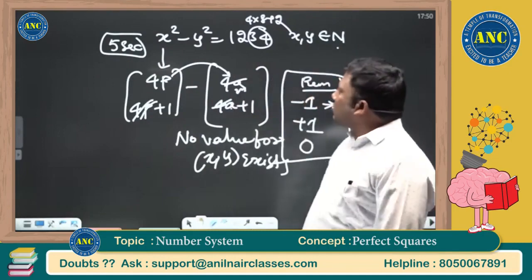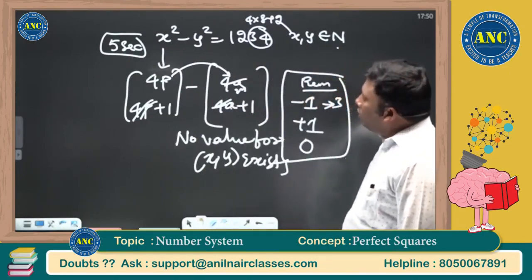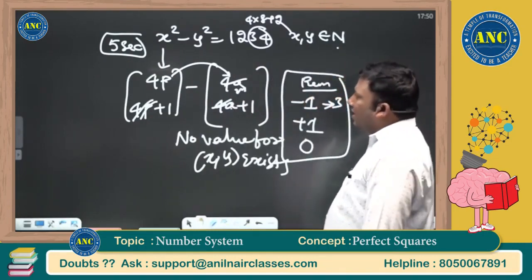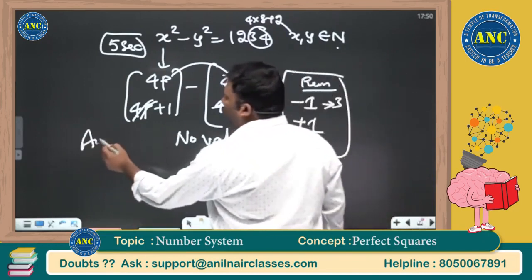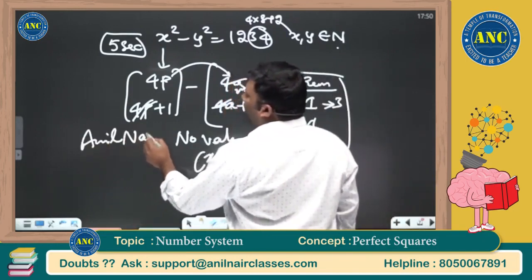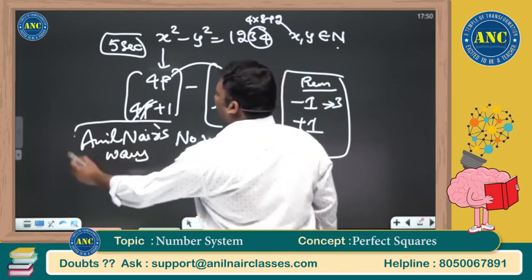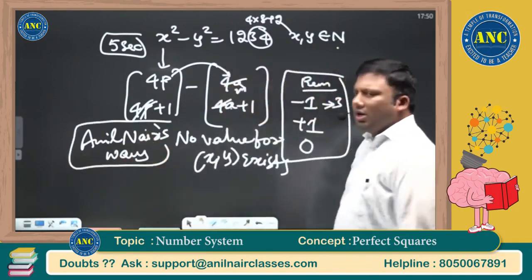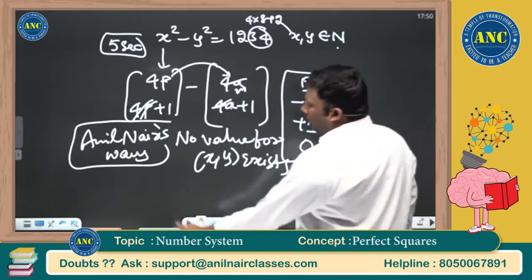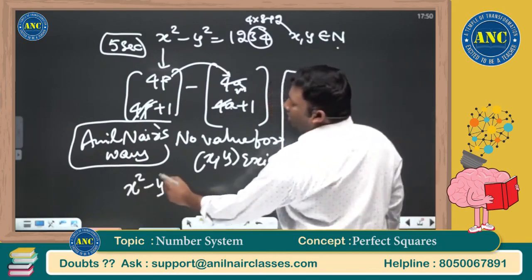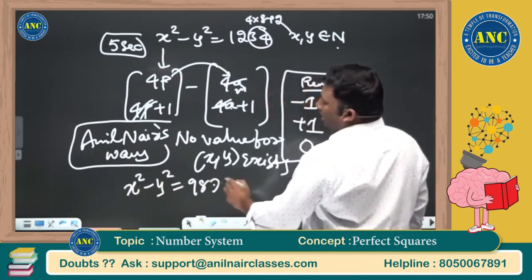x square minus y square equivalent to 1, 2, 3, 4. This question is a 5 seconds problem if you are a follower of Anil Nair's live classes. Anil Nair's way. I have seen people factorizing it. You don't need factorizing. Now tell me the original CAT question. Please drop your pens and tell the answer.